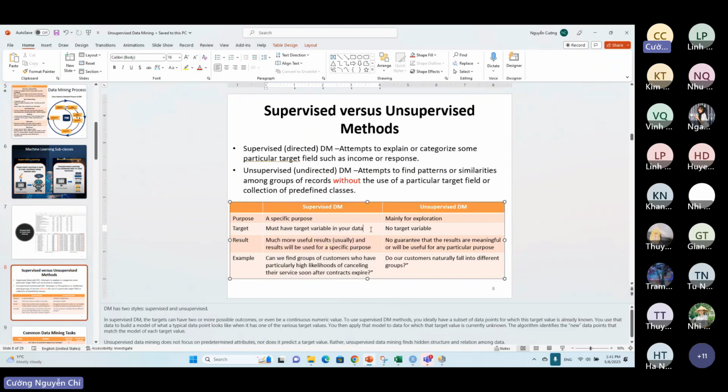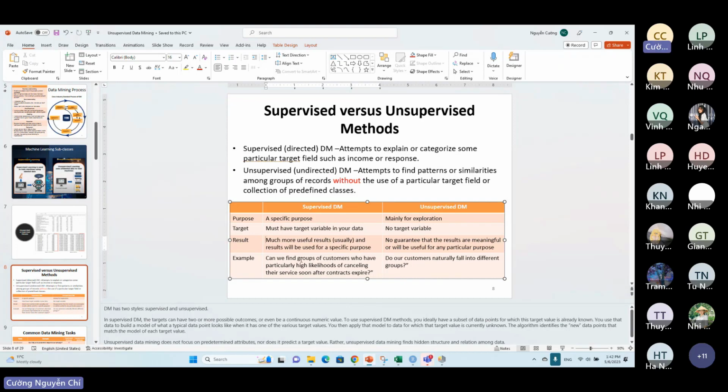They will have a target variable, and it's very useful. Normally very useful because people already know what the targets are, what the main purpose of the analysis is, so they can get more insights and knowledge from the data than from unsupervised data.